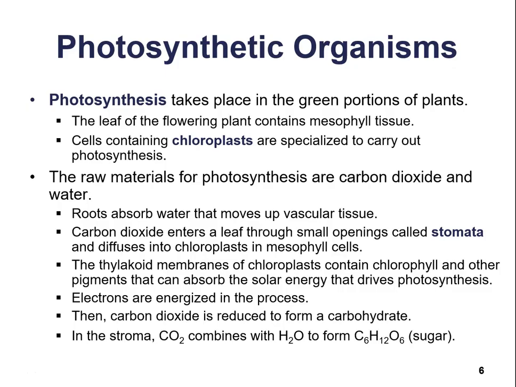Okay, so if we talk about where photosynthesis takes place, it's in the green portions of plants, so particularly in the leaves for the most part, and within the leaves, there's tissue called mesophyll tissue. It's within the cells of that mesophyll tissue that there are chloroplasts, and that's where photosynthesis takes place. The raw materials necessary for photosynthesis, again, are carbon dioxide and water. Sunlight as well, but the plant is going to need to take in carbon dioxide and water.